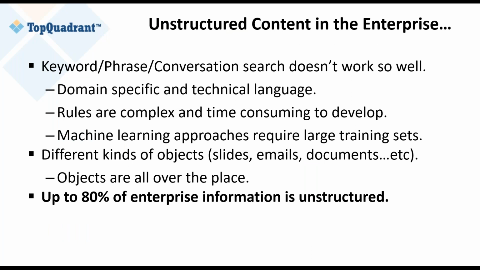So in the enterprise, unstructured content comes with certain issues. One thing is that keyword search, conversational search, just doesn't work as well there as it does in the open web. And that's usually due to the more technical language and the domain-specific dimension of an enterprise. In addition to that, we've got all kinds of different objects, slides, emails, documents, all kinds of unstructured content there. And not only are they in all different shapes and sizes, but they're all over the place. And the last bullet here, bolded, of course, the world seems to have accepted the fact that an enterprise tends to have 80% of its information in unstructured sources.